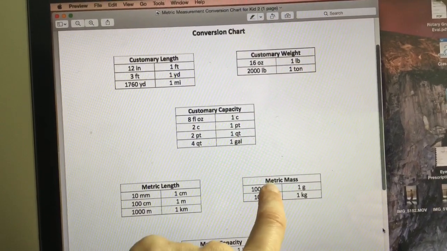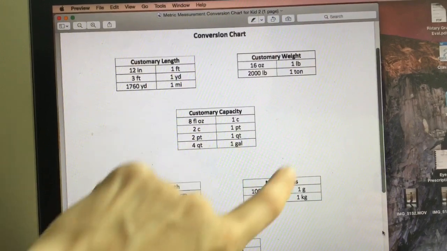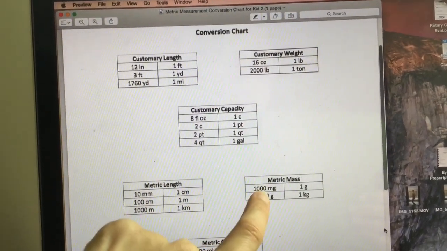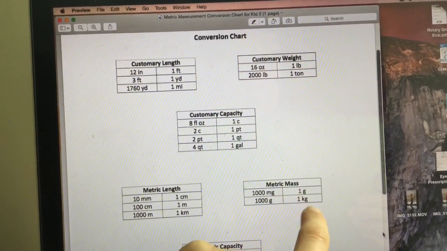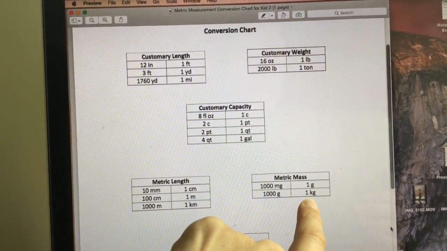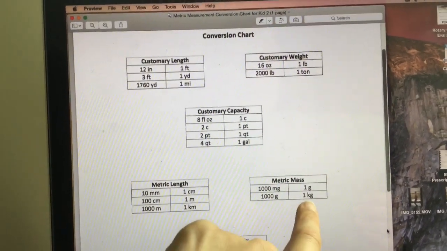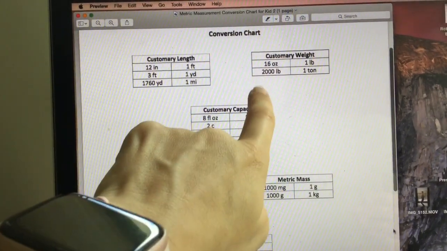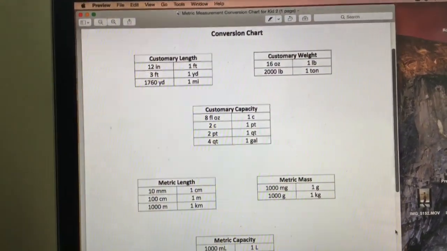Here we have metric mass, so that's how much something weighs. We're used to using pounds, but today we're going to be practicing using milligrams to grams, grams to a kilogram. Heaviest things are usually measured in their weight in kilograms. If you were to weigh yourself, you wouldn't weigh yourself with a ton, that'd be too big. You would use pounds. Here you would use kilograms, okay?